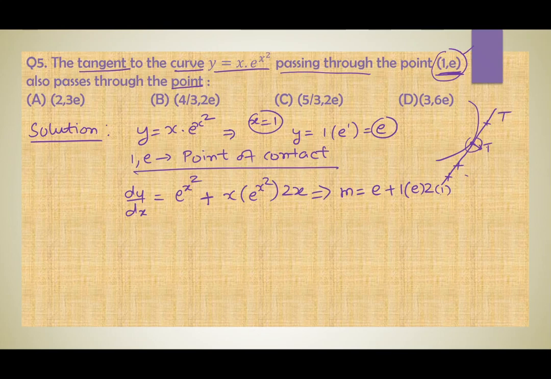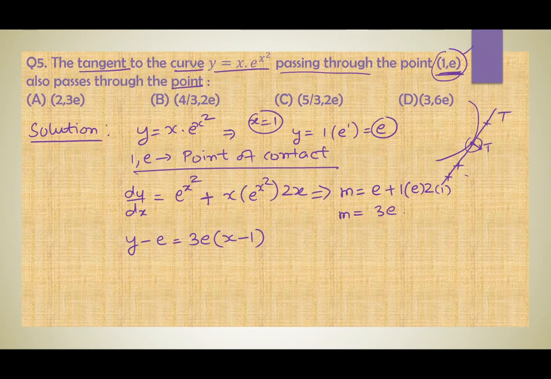Okay, lots of calculations, right? So e plus 2e means that is 3e. That is our slope. So if m is 3e, in the last step, I can apply the slope point form. So that is y minus y1, y minus e is equal to 3e into x minus x1. What was x1? x1 was 1.